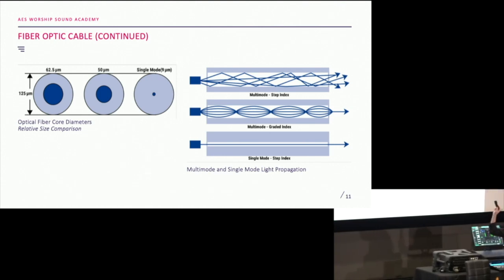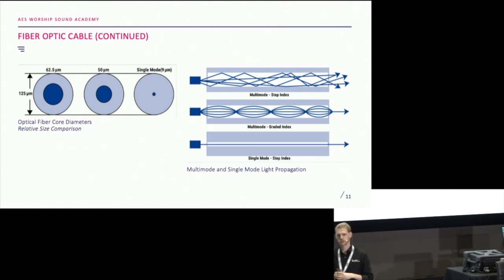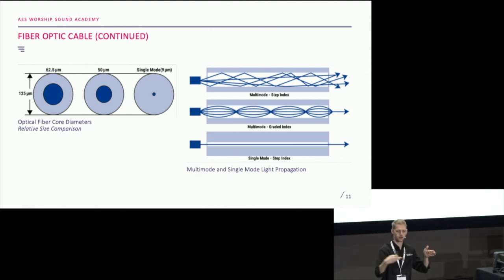You can see that we've got the 62.5 micron, the 50 micron, and the 9 micron. So what that means is that's how large the core is inside there. When you have a larger core, that means your light can bounce around more as it travels down that cable. Well, the more it bounces around, the further it has to go, right? So if I'm going from here to here and I go in a straight line, it's, whatever, a foot. But if I go from here and I have to go like this, well, I've traveled like 3 feet to get here. It's the same concept here.